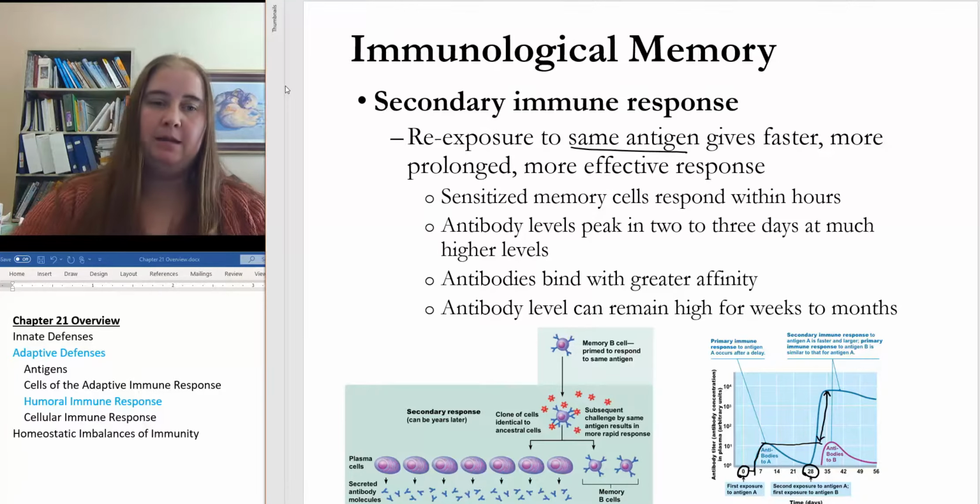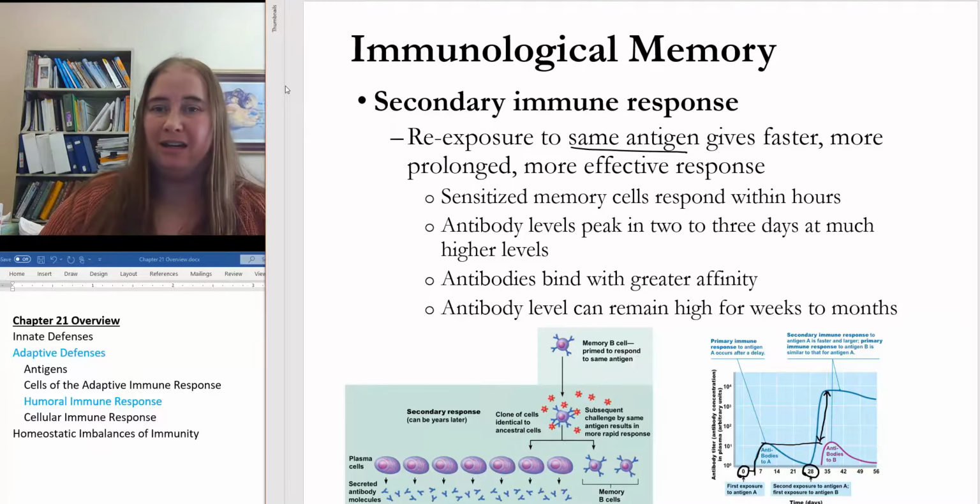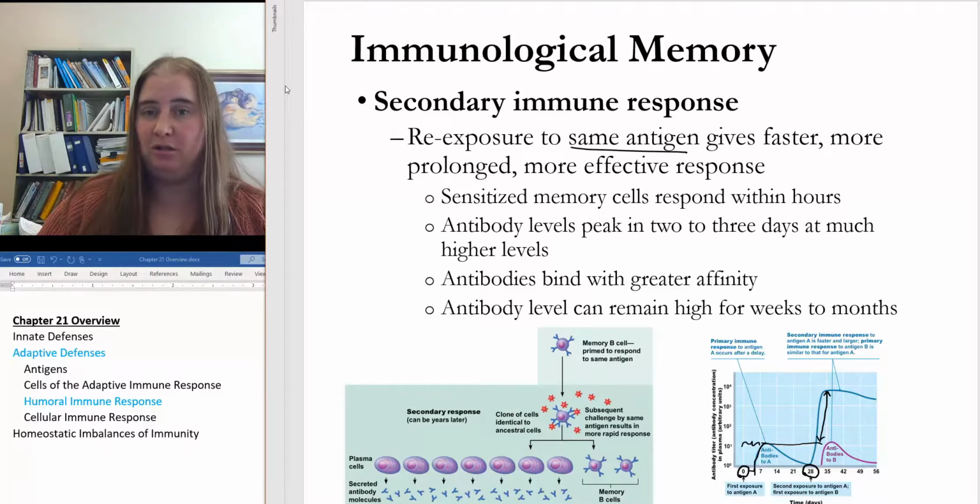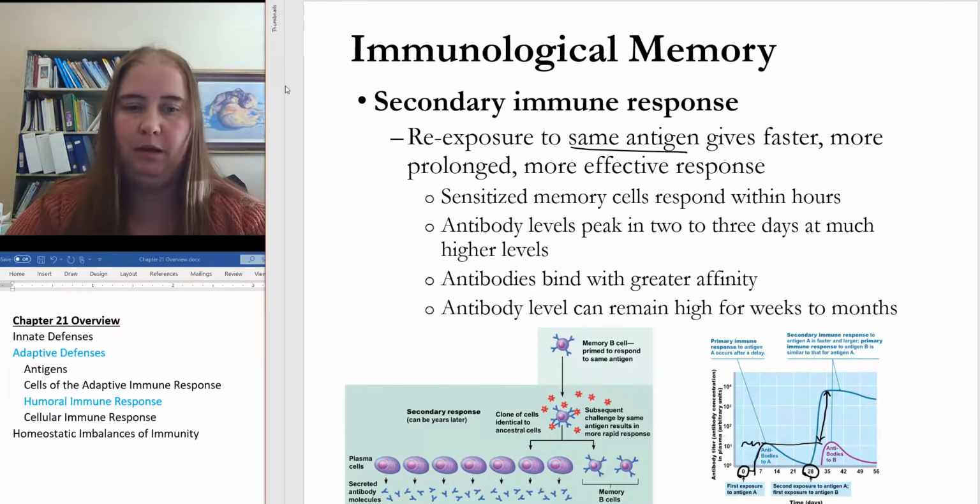Now, when you're sick, the reason you're sick is usually within this 5-day window. Upon second exposure to the same antigen, you rarely know you're sick or know that you've encountered a pathogen because your body's able to combat it so quickly. So that's the significance of that immunological memory.